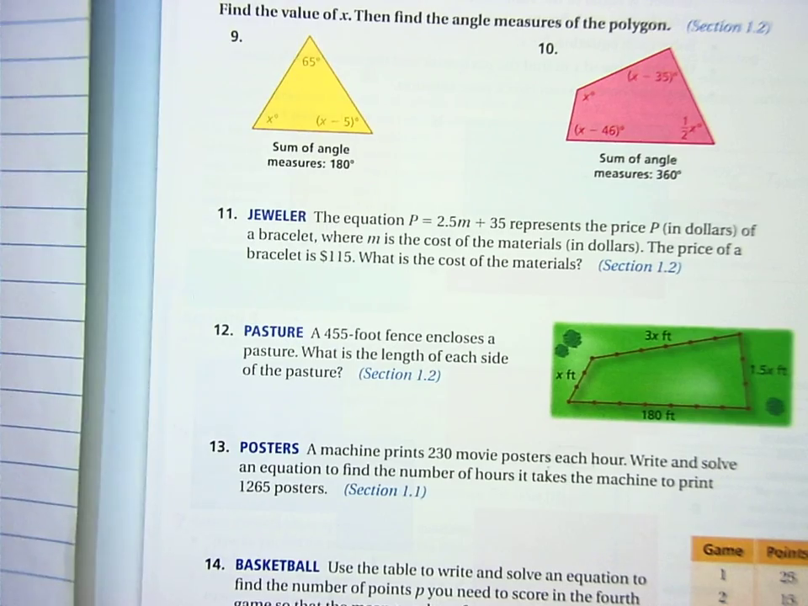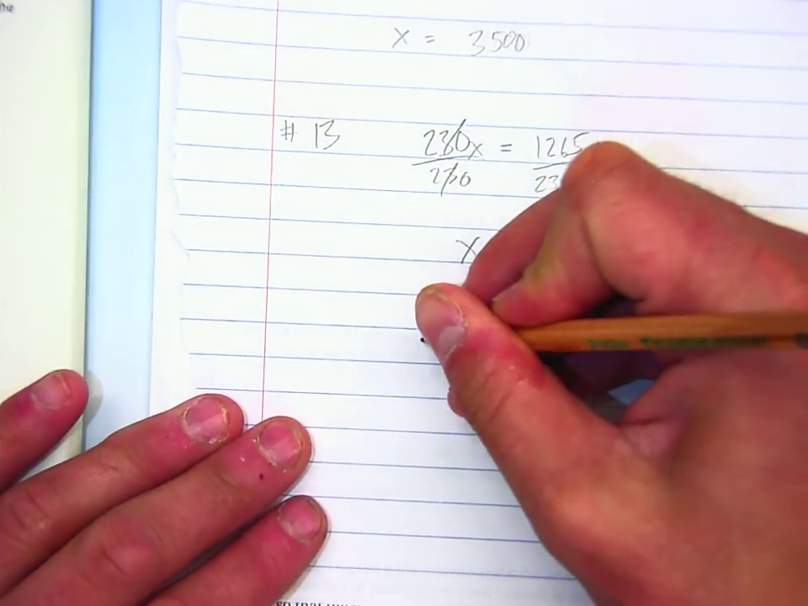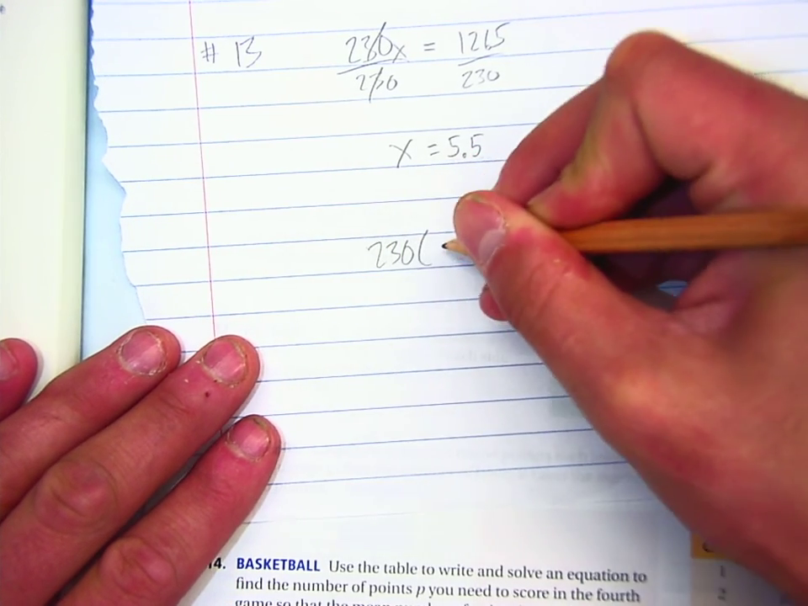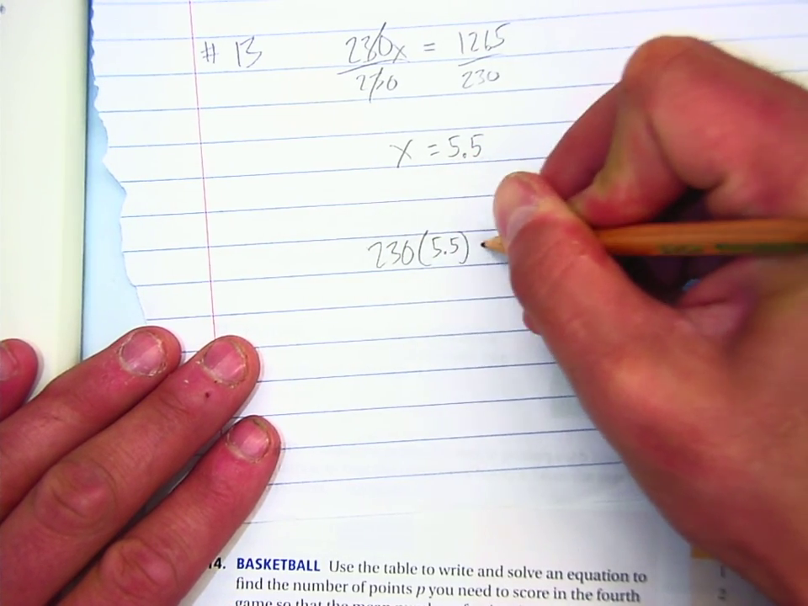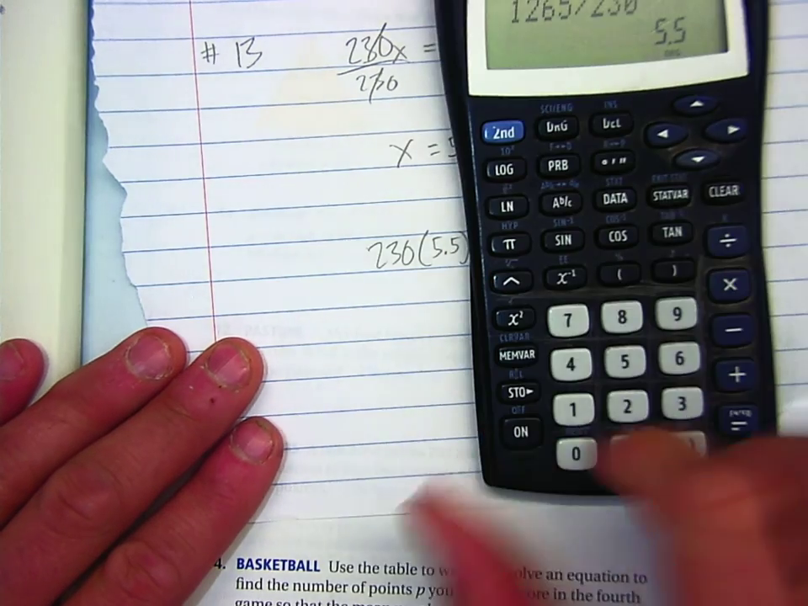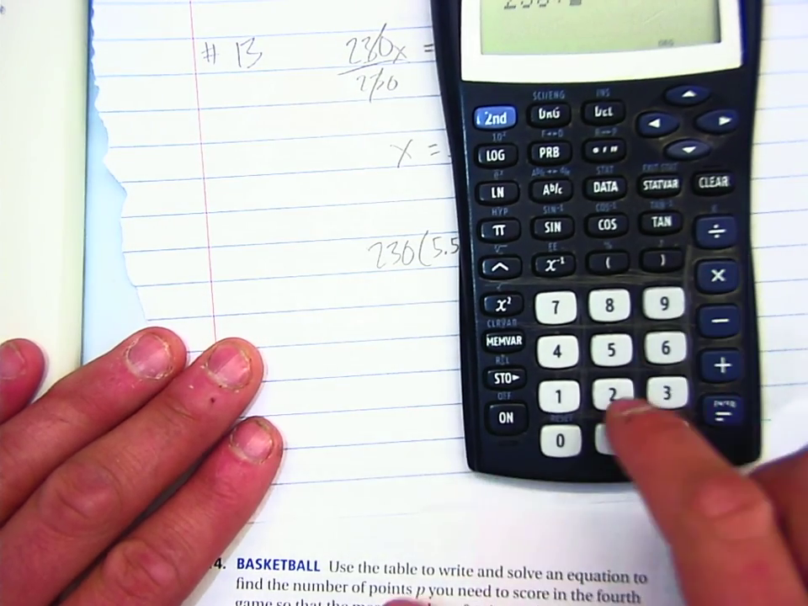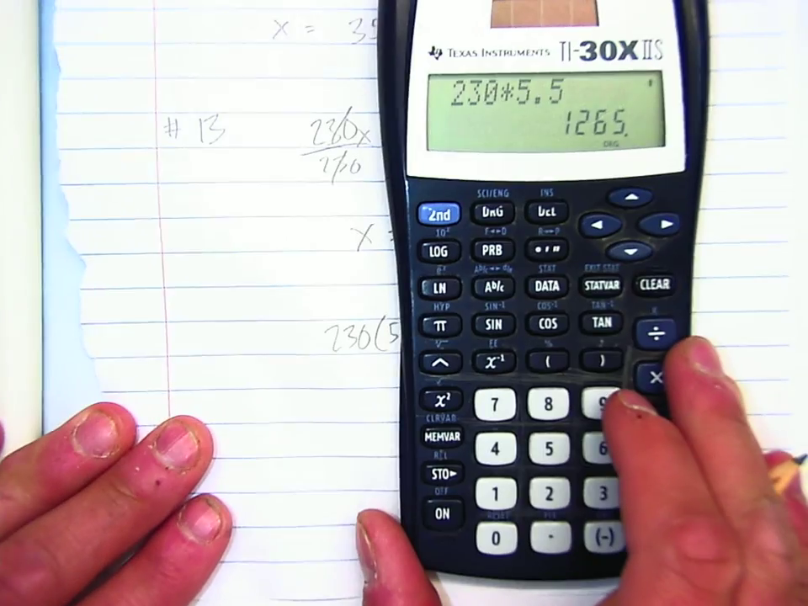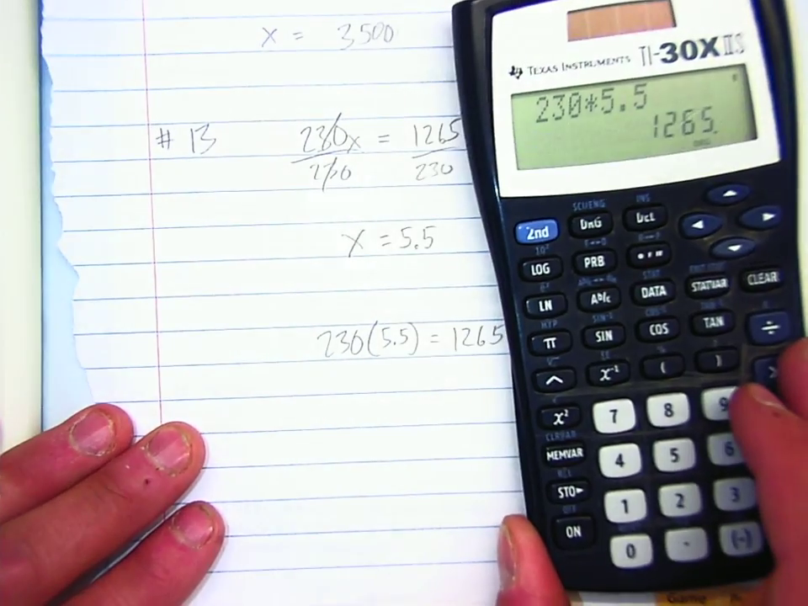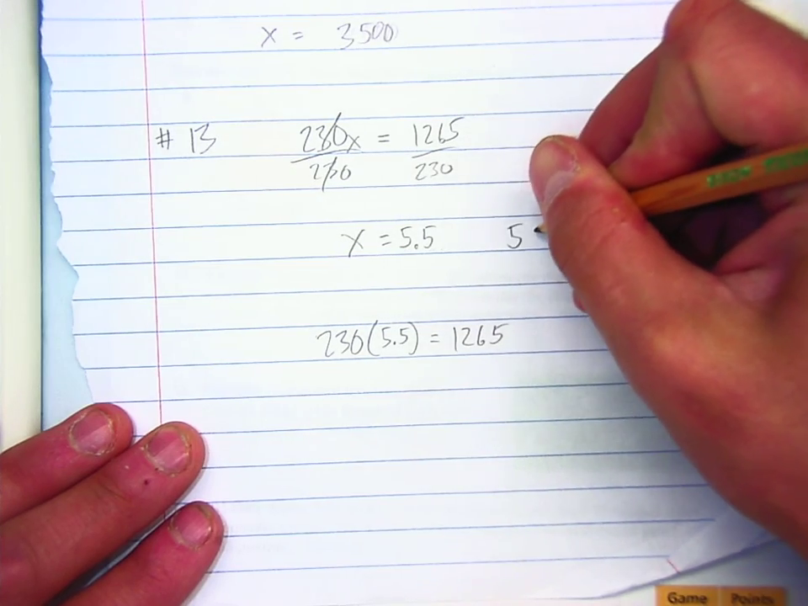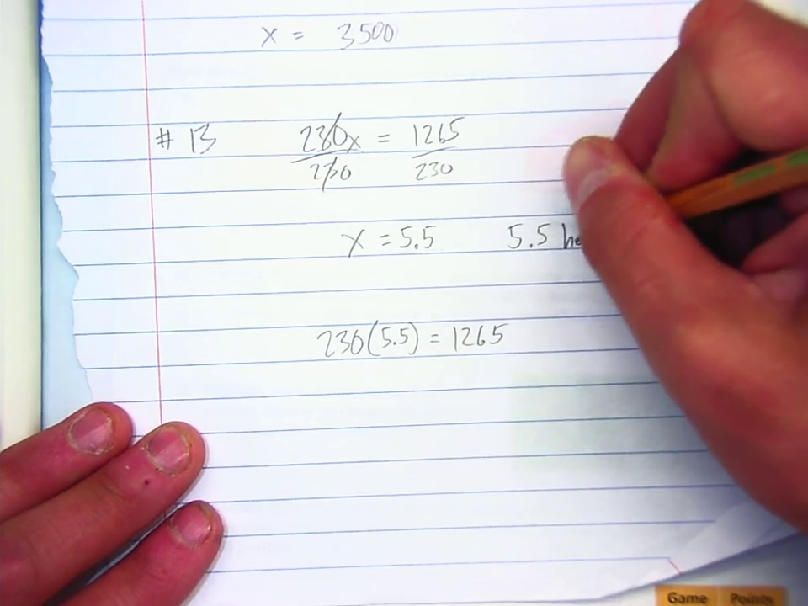So let's go ahead and check. Is 230 times 5.5 actually equal to 1,265? I'm going to double check that. 230 times 5.5, and there it is, 1,265. So it's going to take us 5.5 hours.